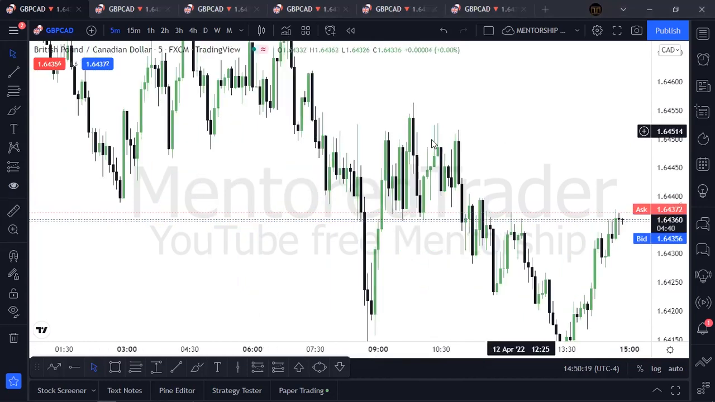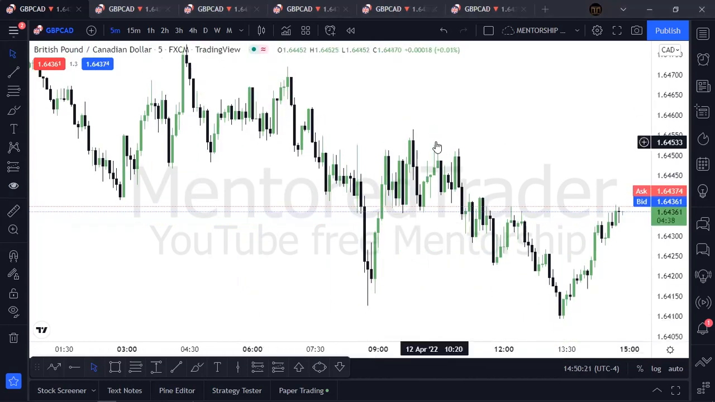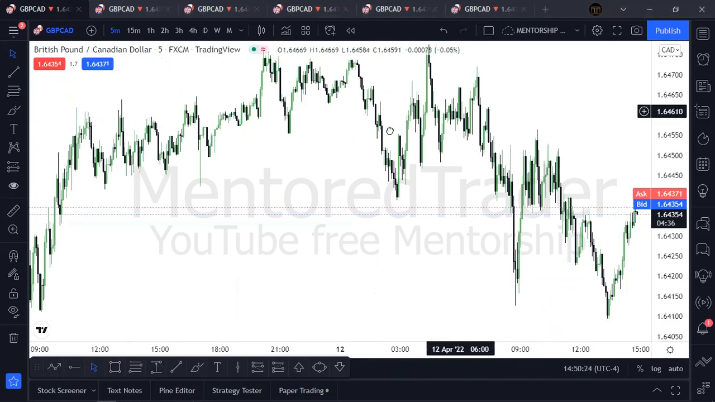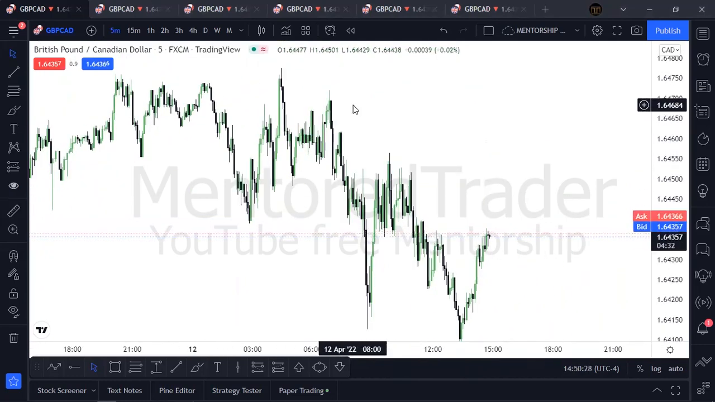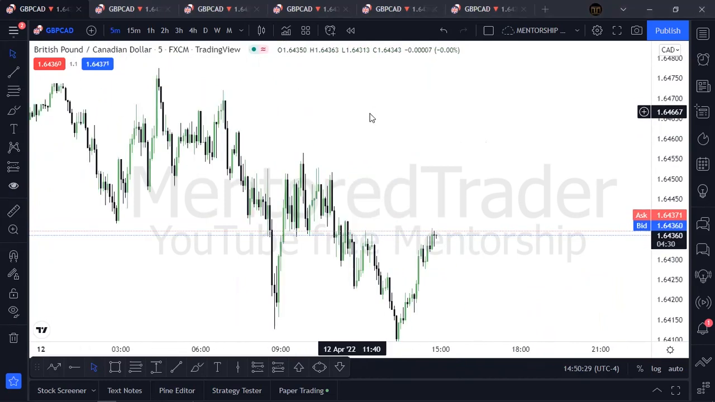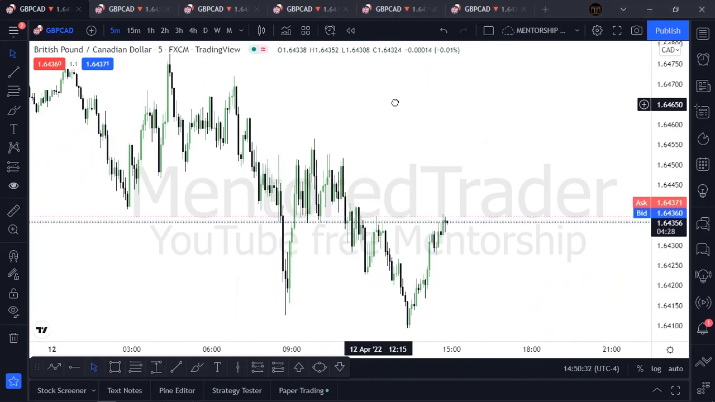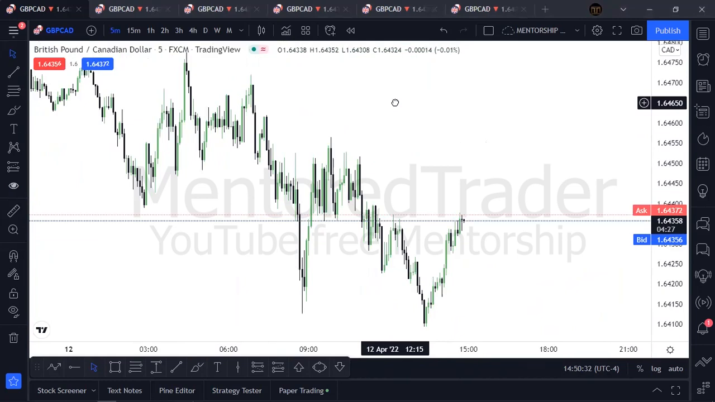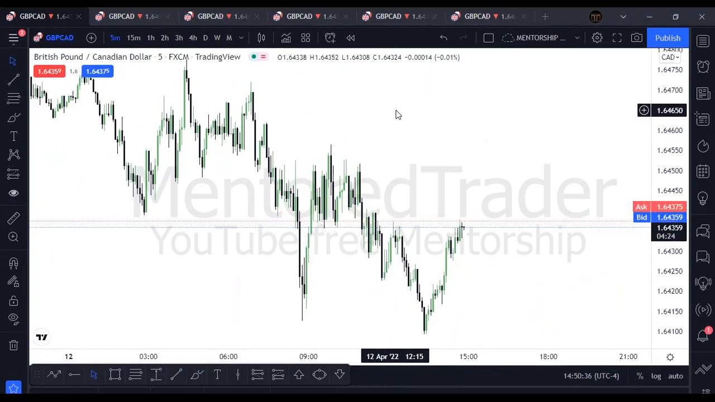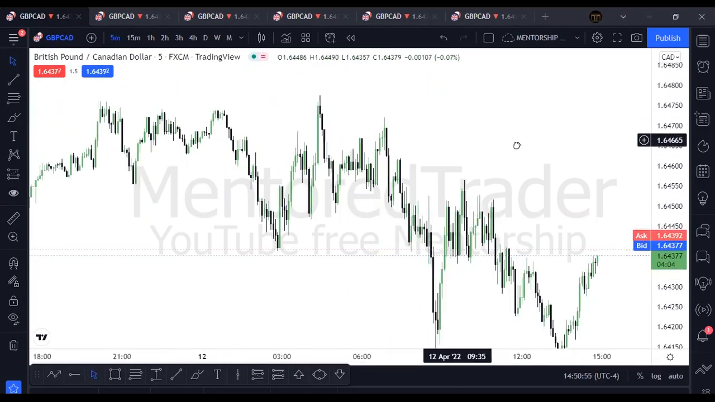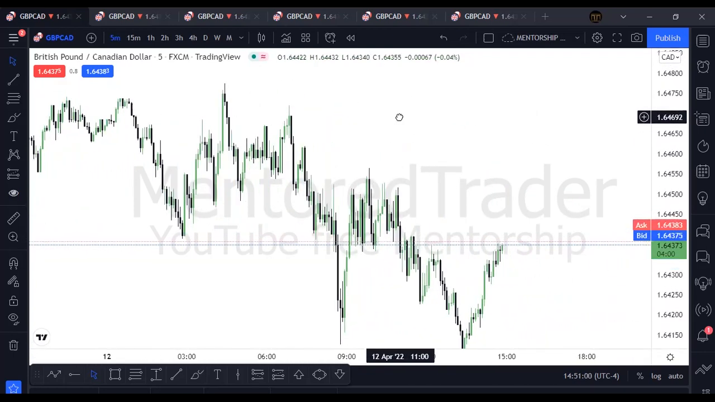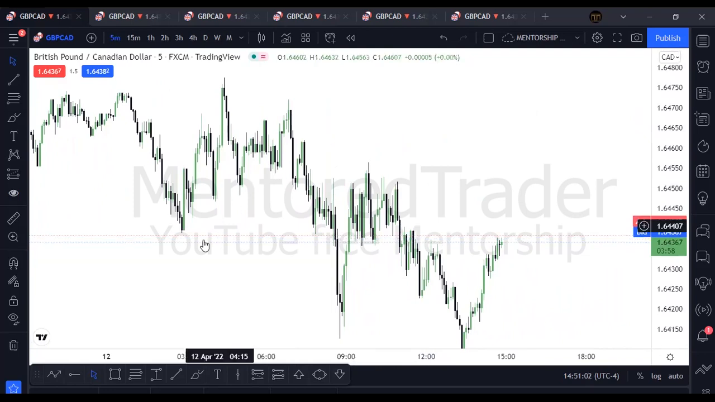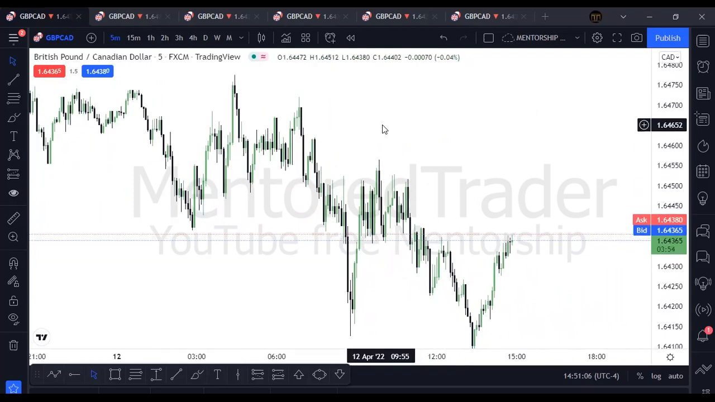Technical analysis on price action. As a technical trader, what do you look for? First things first, what makes the market move?